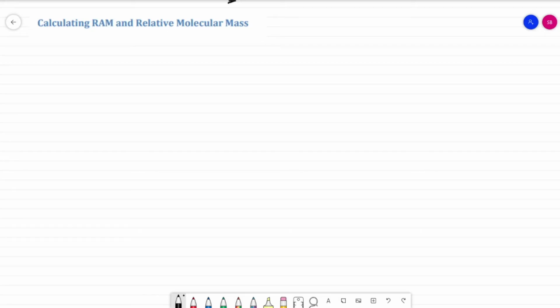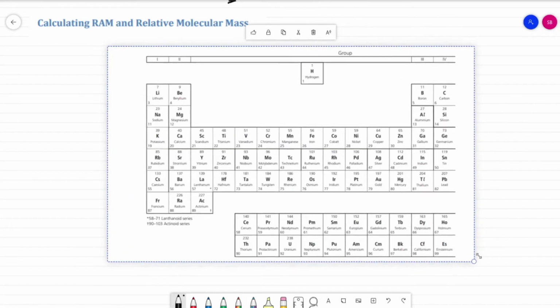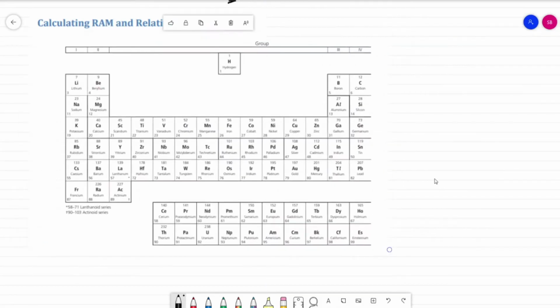Now, if we get a periodic table, in a periodic table you can find the relative atomic mass, and remember, in your exam you will be given your periodic table. So I'll just take a picture of the periodic table and show you guys right here. This is the periodic table, as you can see, and this is a similar type of table that you will be given in your exam. Now again, this is just half because I just want to show you the idea.